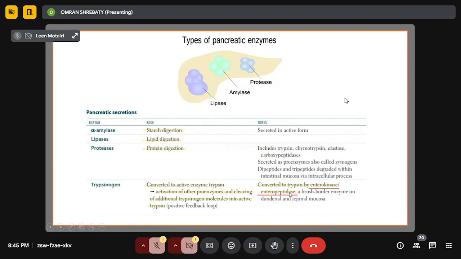Enterokinase or enteropeptidase? He's going to give us a scenario and ask us about the conversion from trypsinogen, which is in inactive form, to the active form. This is going to be via what? Enterokinase or enteropeptidase.